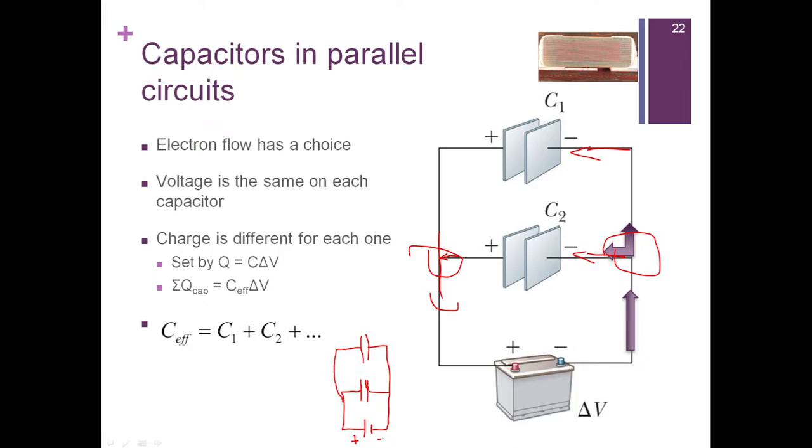So, pretty common way to draw parallel circuits. We have our battery. We have two parallel rungs that contain the two capacitors, and then they will reconvene back to the battery.